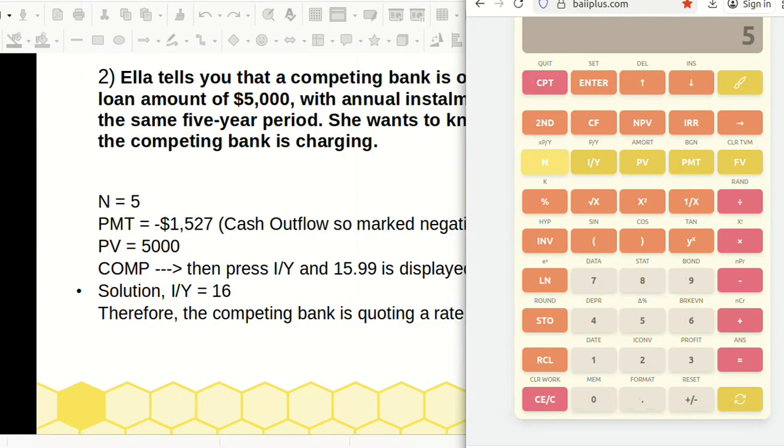5 is your N, 1527 is your PMT, 5,000 is the present value, compute I/Y. And 15.99 is displayed. Therefore, the competing bank is quoting a rate of 16%.